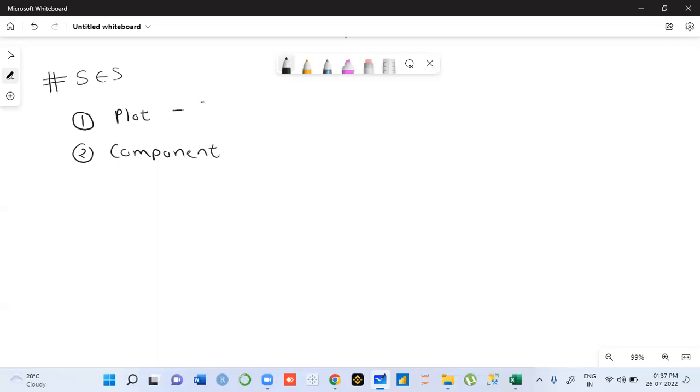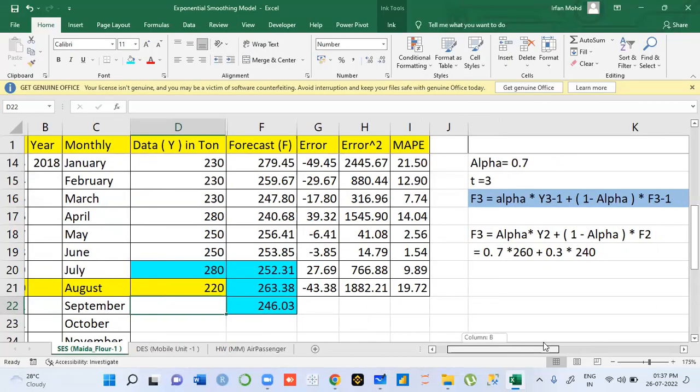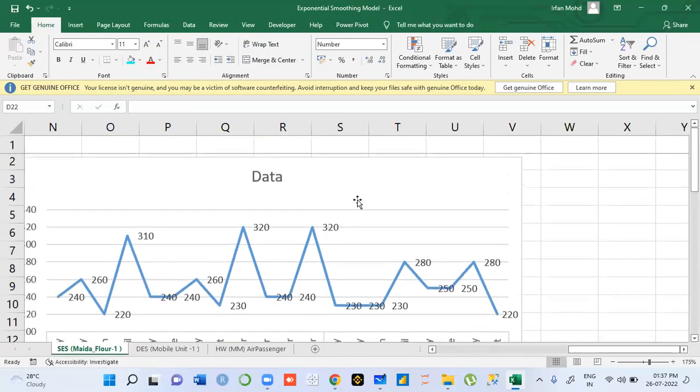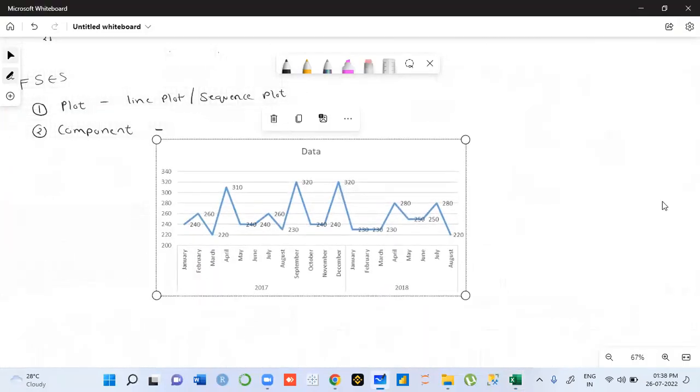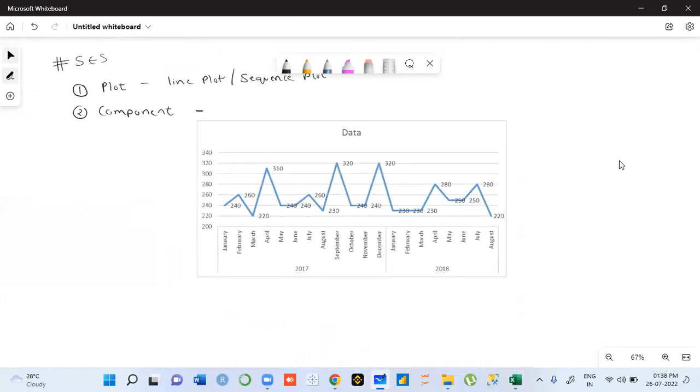This plot is called a sequence plot, year by year, no? Now the question is the pattern components. Let's say I have this plot. Tell me what pattern we have, how many components we have.